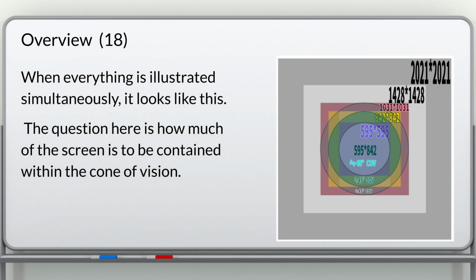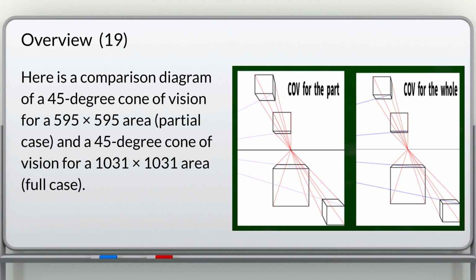When everything is illustrated simultaneously, it looks like this. The question here is how much of the screen is to be contained within the cone of vision. Here is a comparison diagram of a 45-degree cone of vision for a 595 times 595 area and a 45-degree cone of vision for a 1031 times 1031 area.